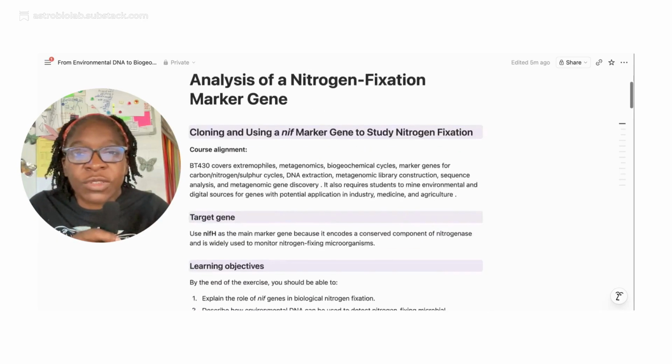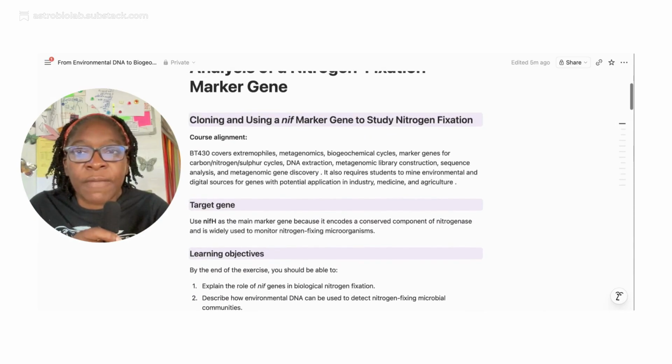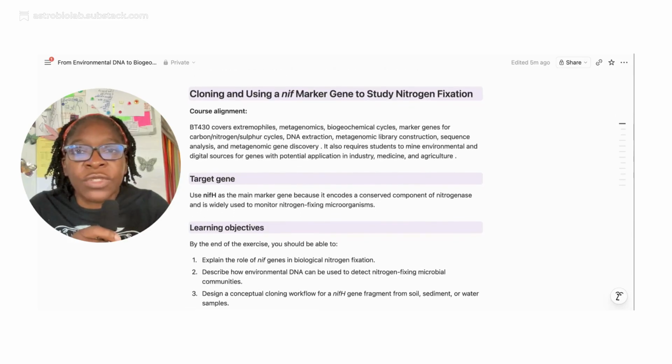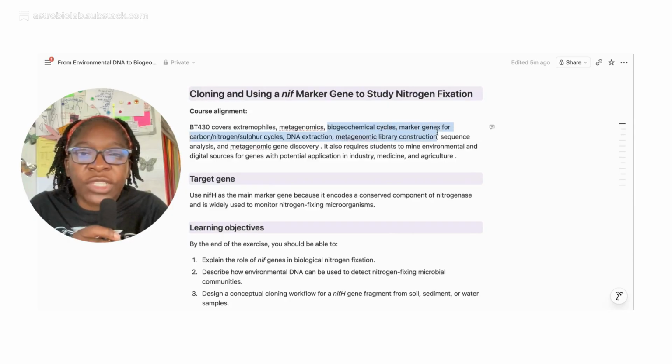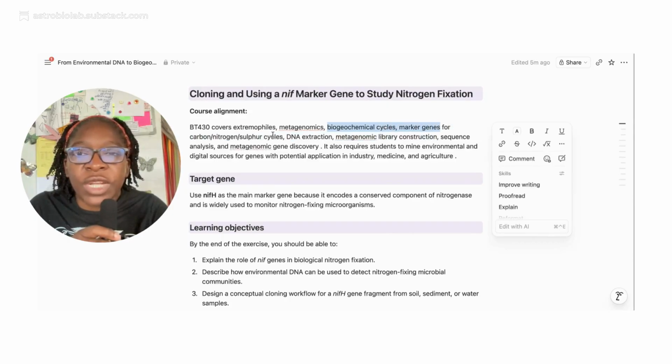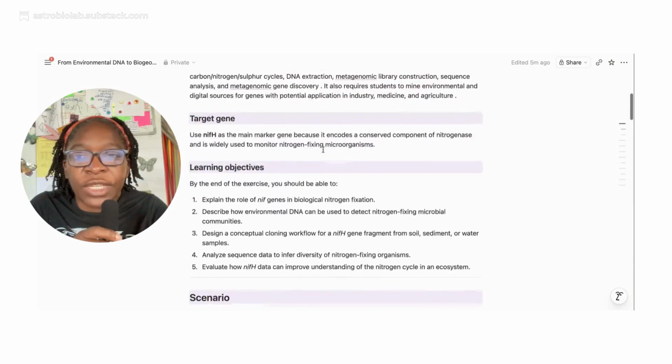So the first thing we're going to do in this exercise is cloning and using the nifH marker gene to study nitrogen fixation. So what we're trying to do is look at the biogeochemical cycles, the marker genes, and try to understand how it would look at each specific cycle by just investigating one marker gene.